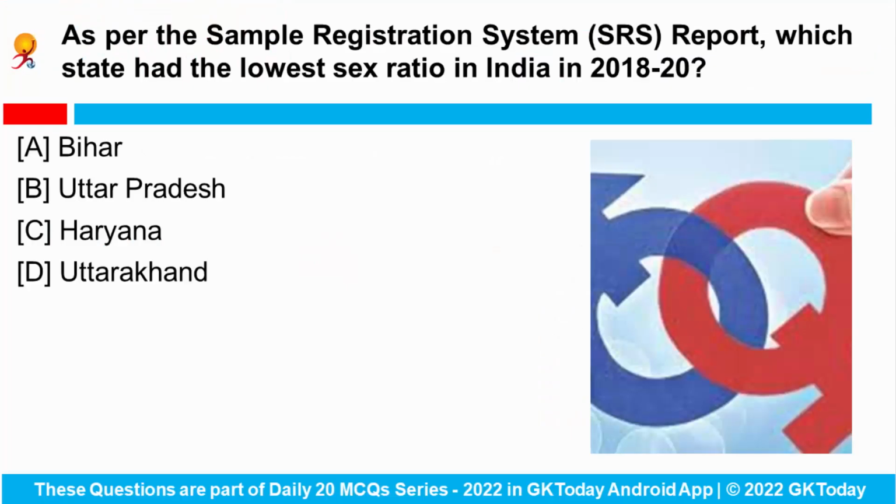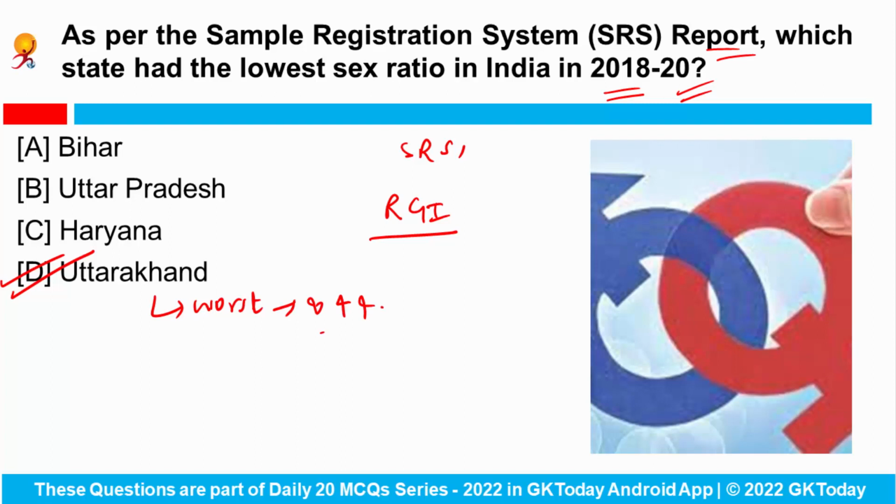Let's start. As per the sample registration system report, which state had the lowest sex ratio in India in 2018 to 20? So according to the sample registration system statistical report 2020 that has been released by the Registrar General of India, Uttarakhand's sex ratio at birth was found to be worst in the country at 844.